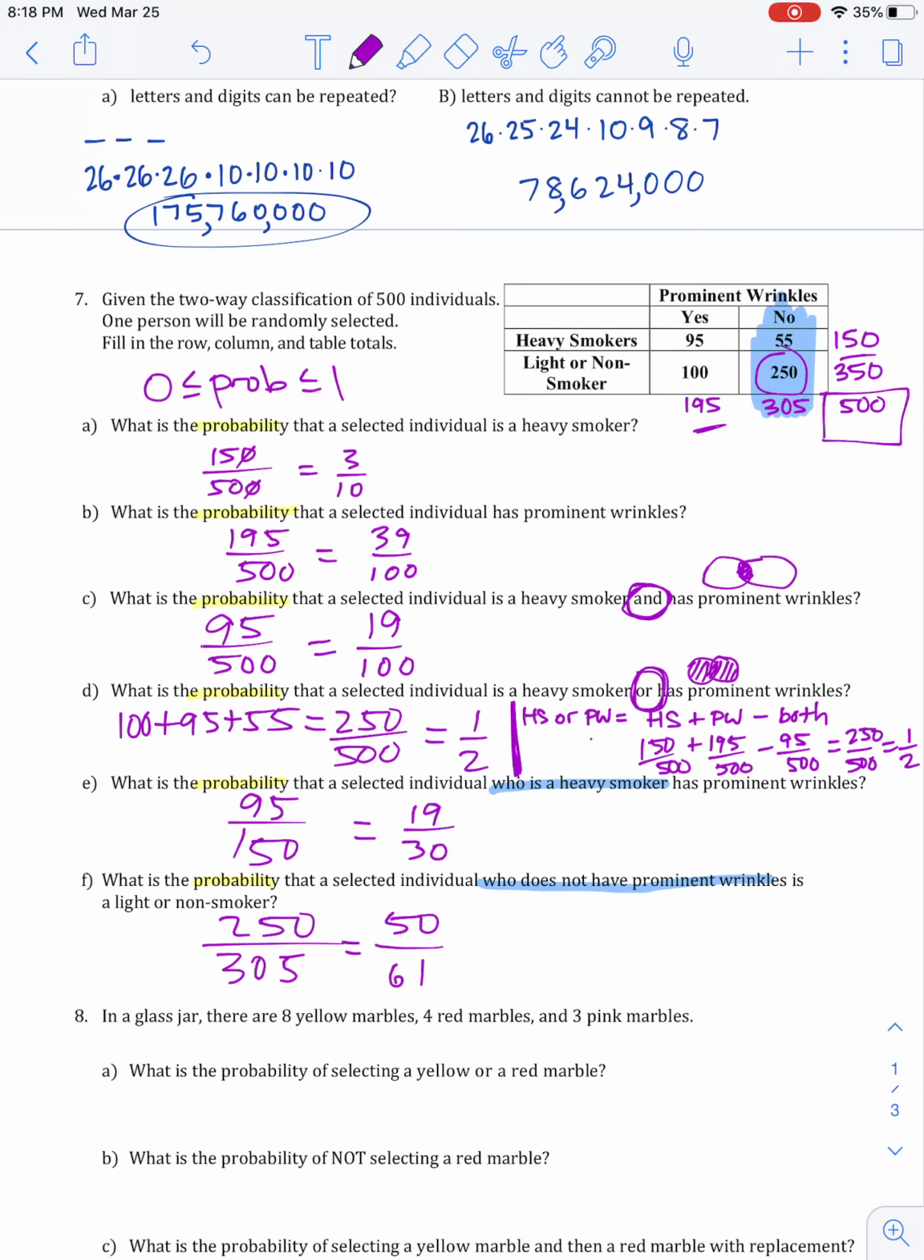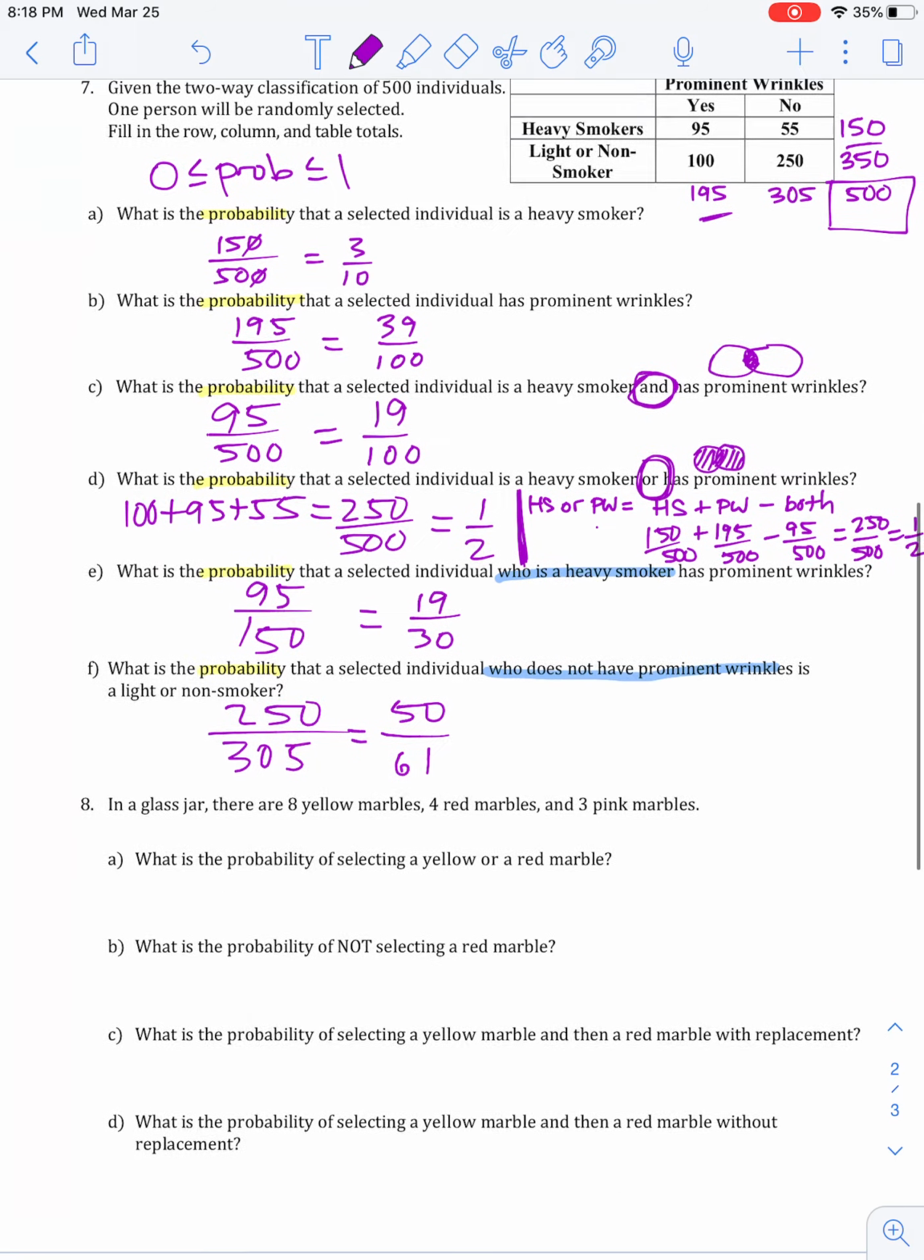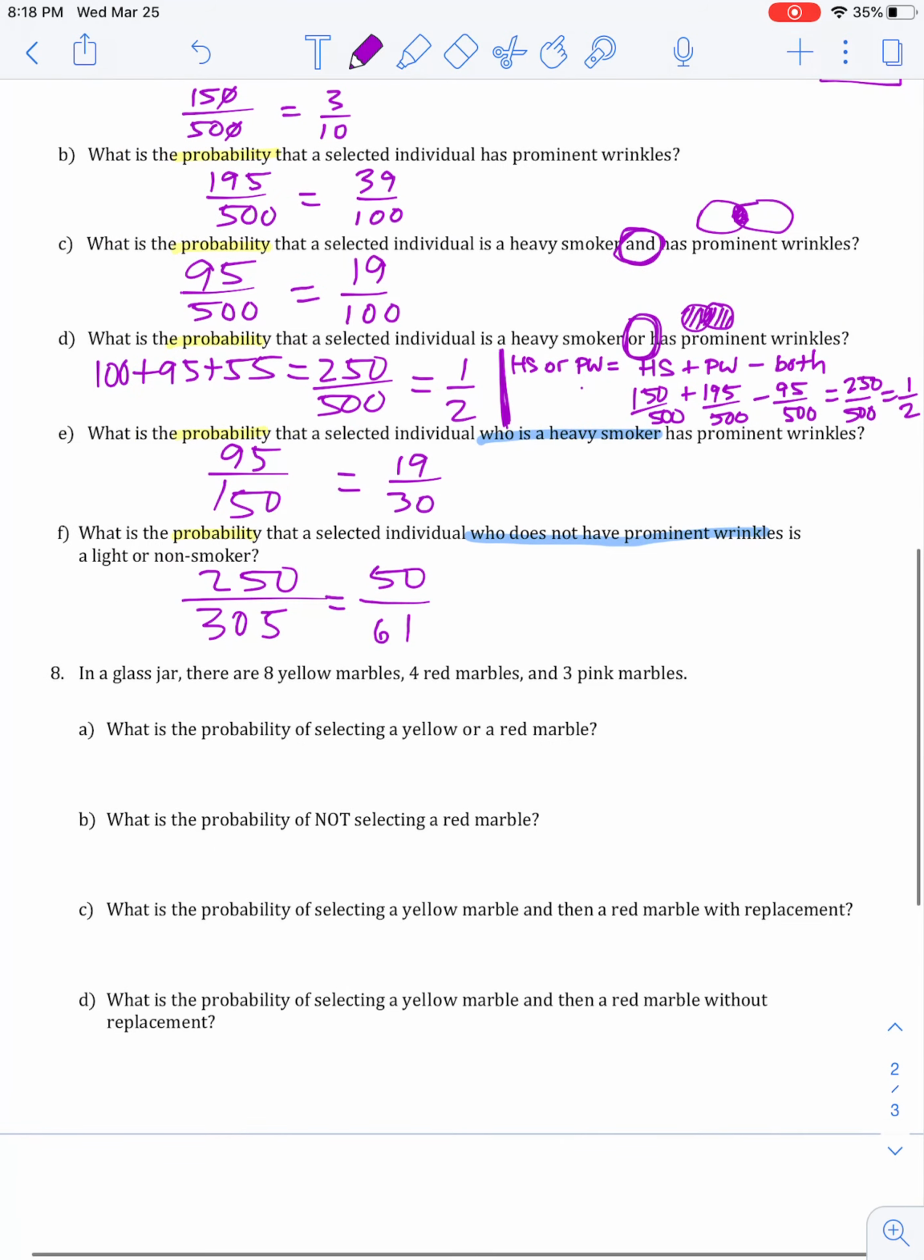So notice in the first 4 parts, my denominator was 500, the table total. But then in E and F, based on what was given, I had a condition. I narrowed the table down to just that row or just that column, and then found the probability from there. All right, that brings us to our last problem for this review.